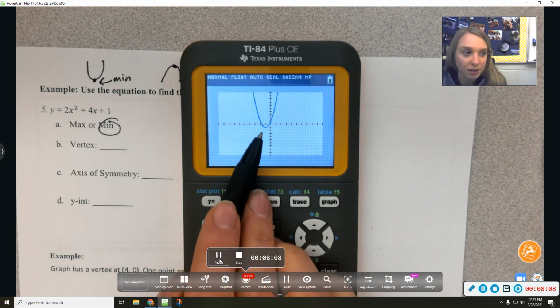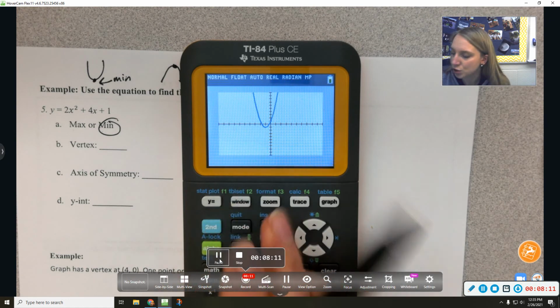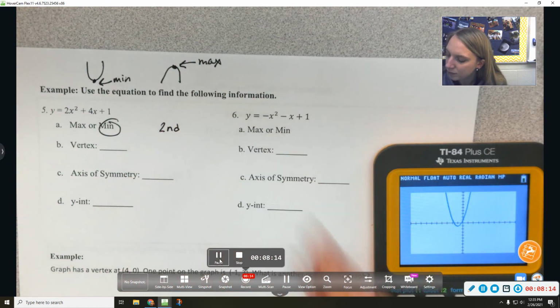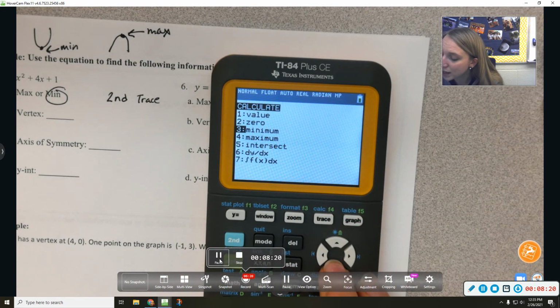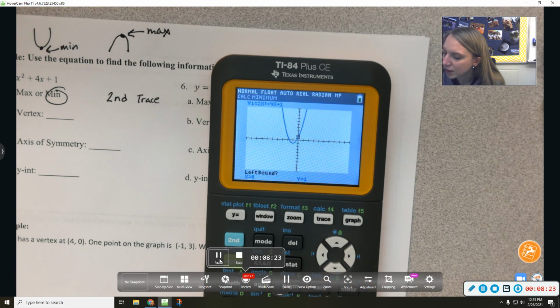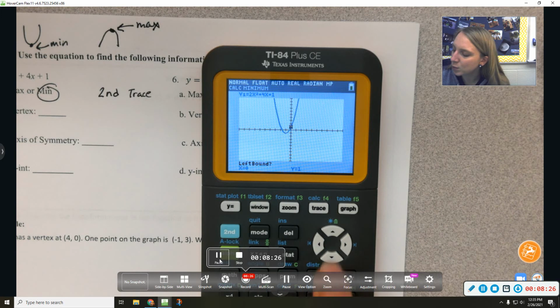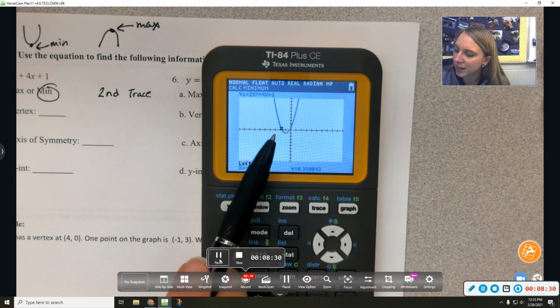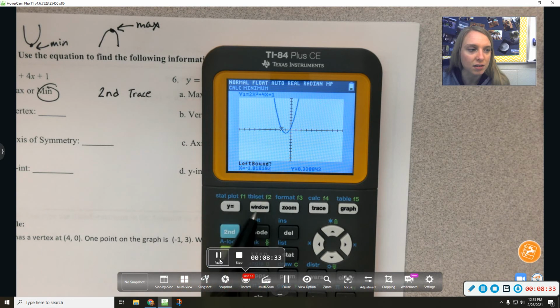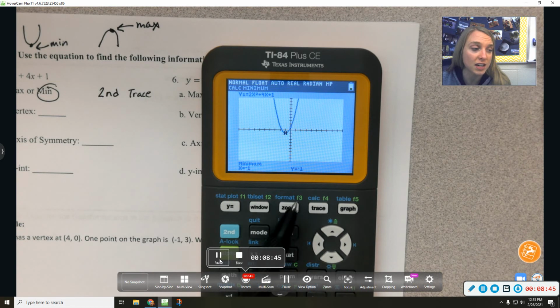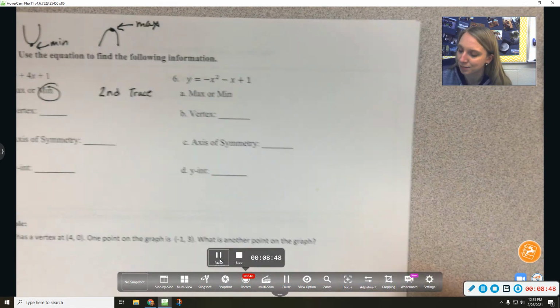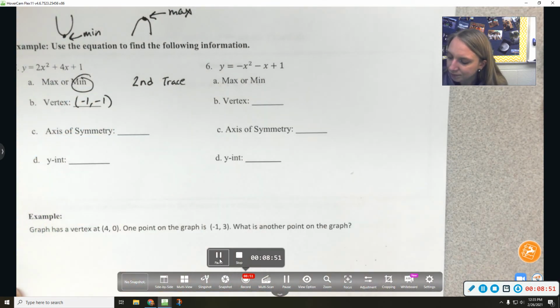The vertex here, instead of going to the table, I'll teach you this trick. You can go to second calc or trace. This is a min, so select minimum. It says left bound, question mark, and we can use your left and right arrows, your little spidey guy, move him to the left of the vertex. Hit enter, that's my left boundary. Move it to the right, hit enter. Then it says guess, so we hit enter. And it tells me my minimum is -1, -1. That's kind of nice. So -1, -1.